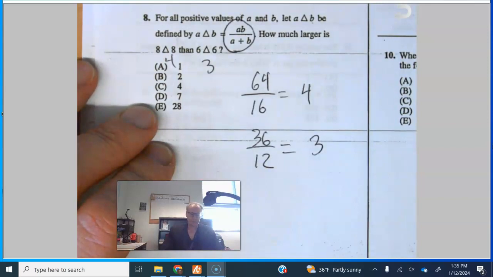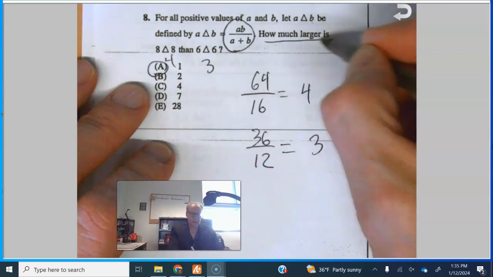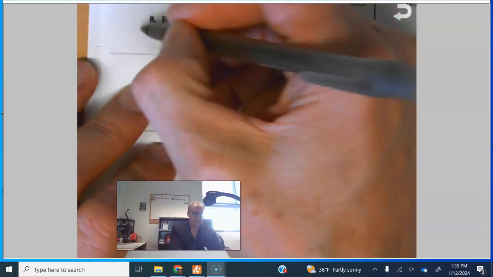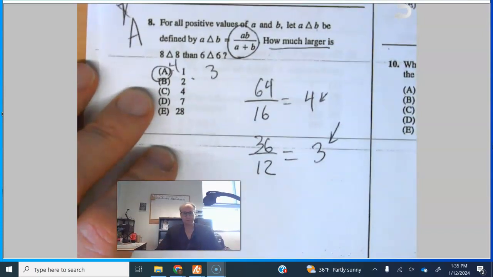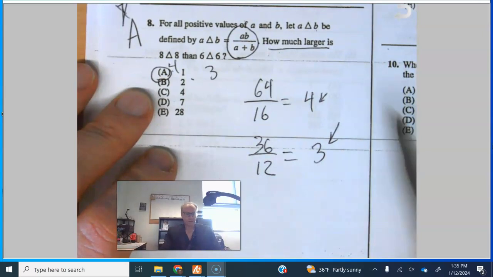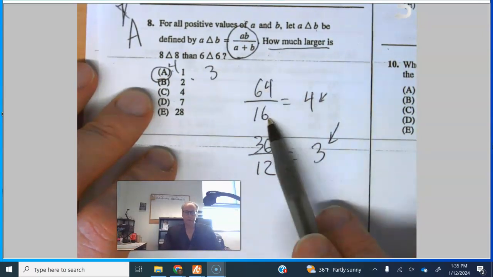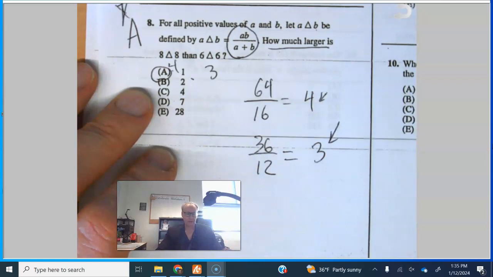And they have a difference of 1. Because it says, how much larger is this than this? And it has A, which is 1. And I'm pretty sure. 8 times 8 is 64, divided by 16 is 4. Remember, 4 times 16 is 64, and 3 times 12 is 36, yep.